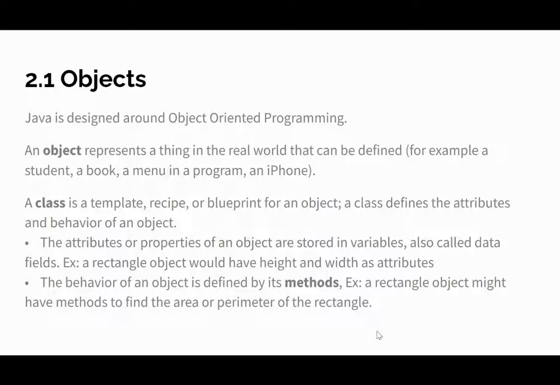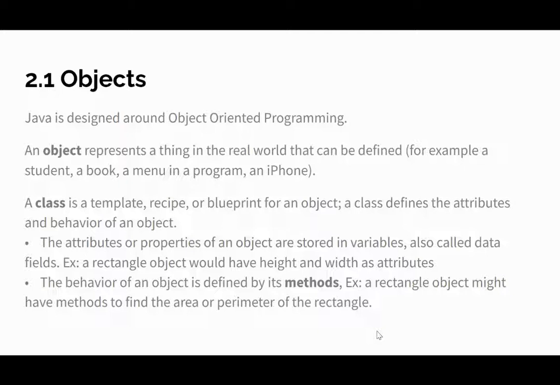Okay. Unit 2 is about objects. So Java is actually designed around object-oriented programming. And an object represents a thing in the real world that can be described or defined, like a student, a book, a menu in a program, or an iPhone, or a bicycle. And a class, this is a new word for you, a class is a template, a recipe, or you might say a blueprint for an object. So a class describes its attributes and the behavior.